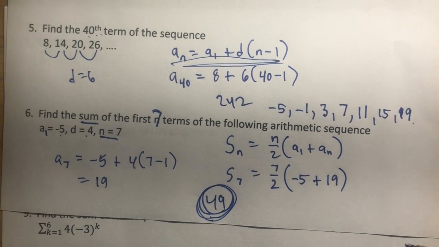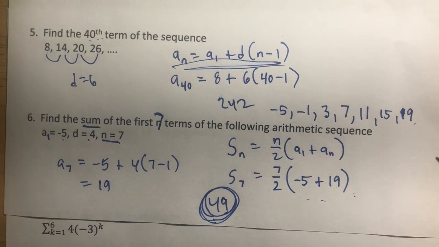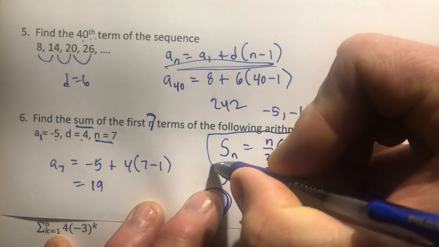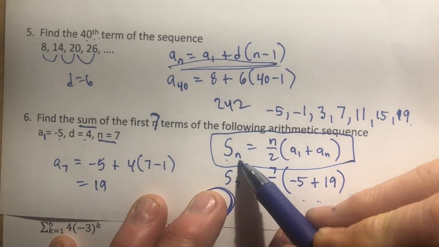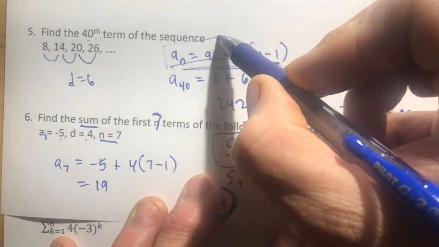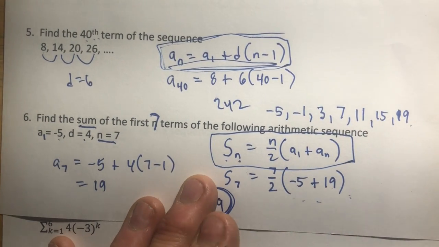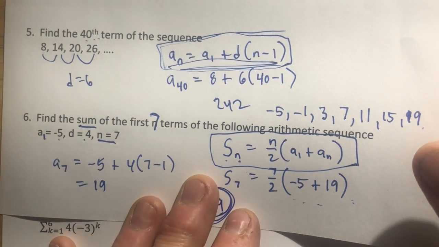Okay, so that shows how the formula works. It does work every time. But this right here is the sum of the n terms. This formula here is a sub n. It tells you what the nth term is. So you use these two formulas in conjunction with each other.